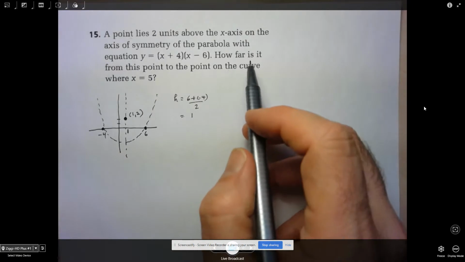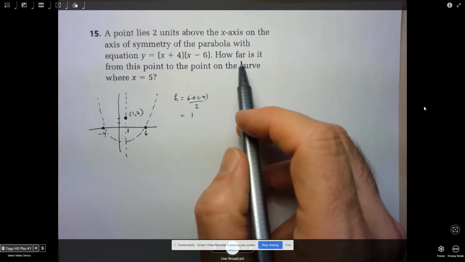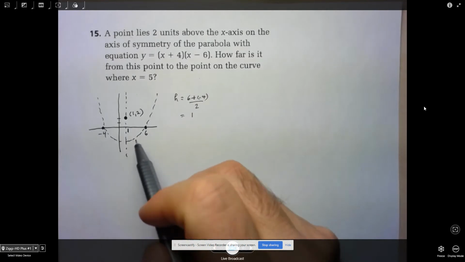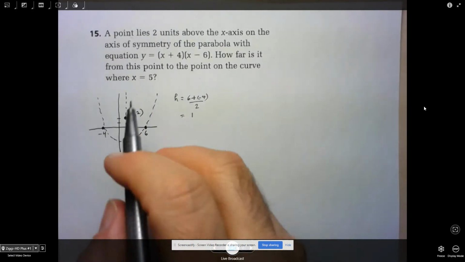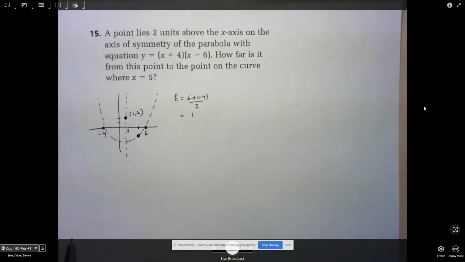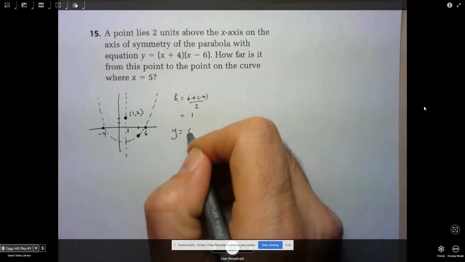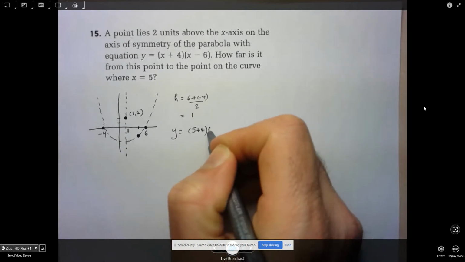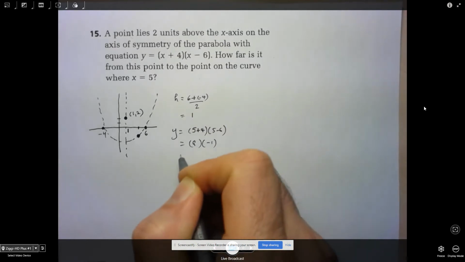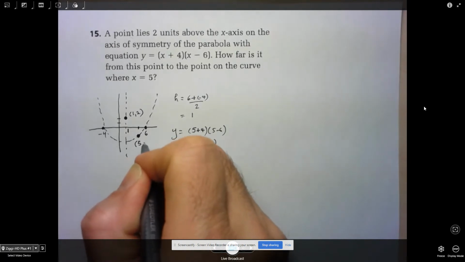Now it says, how far is it? So in other words, we're going to need to use the distance formula, something I haven't used in a while, but we know how to calculate the distance between 2 points. From the point on the curve, so we're looking for a point somewhere on this parabola where x is equal to 5. We're looking for this point on the parabola. And how do we find that? Well, we take our equation and we just input x equals 5. So we have 5 plus 4 times 5 minus 6, and this is 9 times -1, so this is -9. So this point on the parabola is (5, -9).